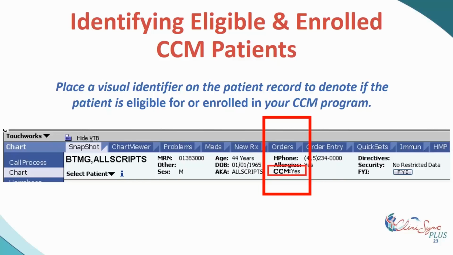This screenshot is from Allscripts TouchWorks. This is just a quick screenshot of the banner. And this site has CCM yes, meaning this patient is chronic care management eligible and they're enrolled in the program. If they're just eligible and they're not enrolled, instead of saying yes, it says eligible. Most EHRs will allow you to add an item to your ribbon or some visual identifier somewhere that will pop up when you pull up a patient in context on the clinical side of your EHR. I'd recommend doing that for your chronic care management program, some visual identifier.